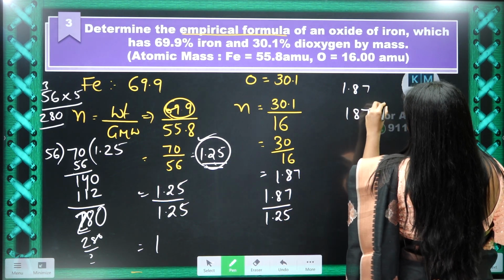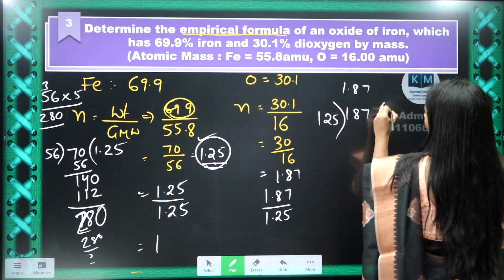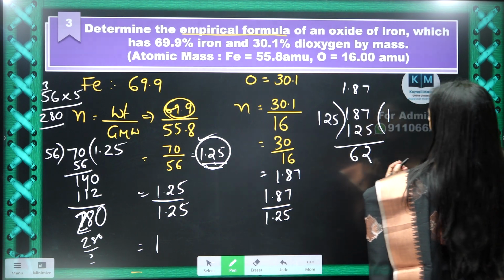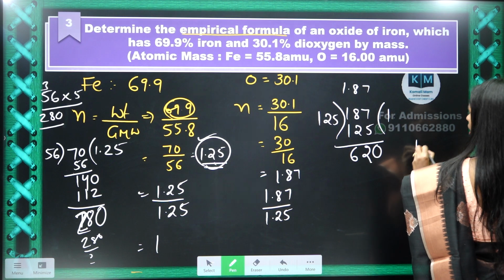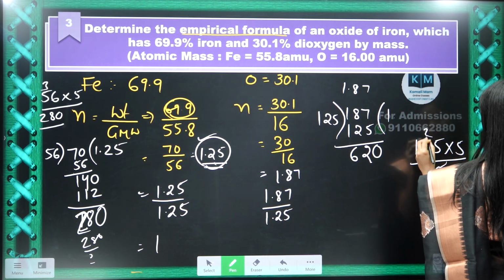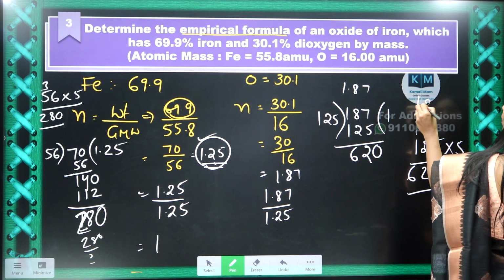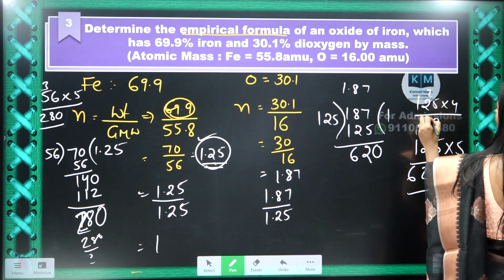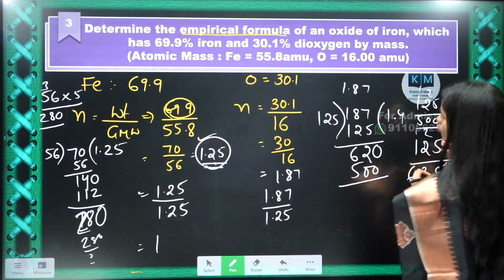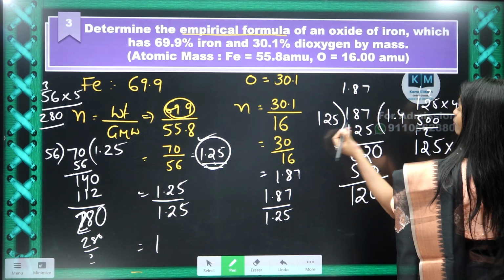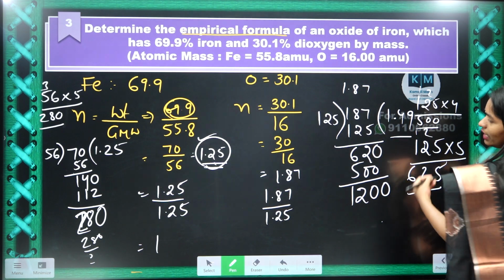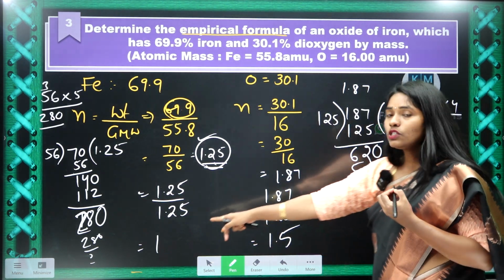So I will write it as 187 and this is 125. 125 ones are 125. 7 minus 5 is 2. 8 minus 2 is 6. 62. Correct? Now keep a point 0. 125 double is 250. 125 fours are 500. 120 I'll write here. Then 125 again I'll keep zero because you cannot do that. Then 125 around 9, sir, it will come. So I'll be taking around 1.5. This is 1, this is 1.5.